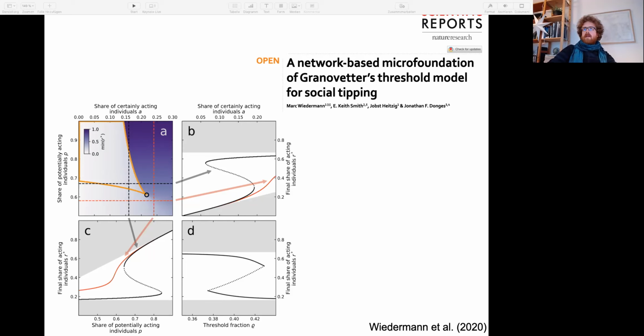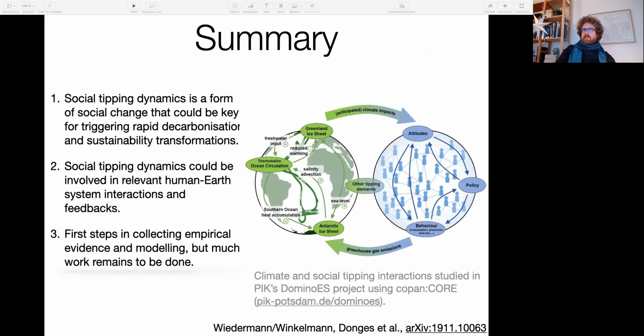and also a nice cusp bifurcation if you look at two parameters. Now, to summarize, social tipping dynamics is a form of social change that could be key for triggering rapid decarbonization and sustainability transformations to tackle the climate change and other big problems that we currently face.